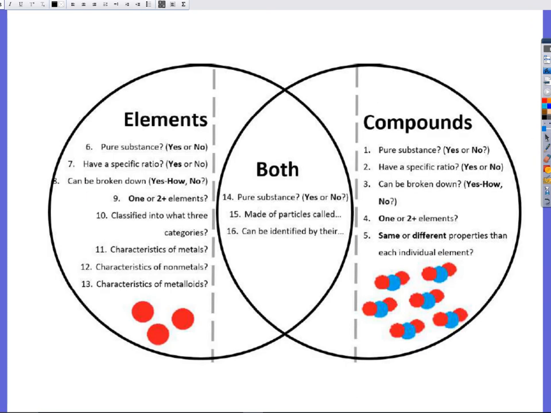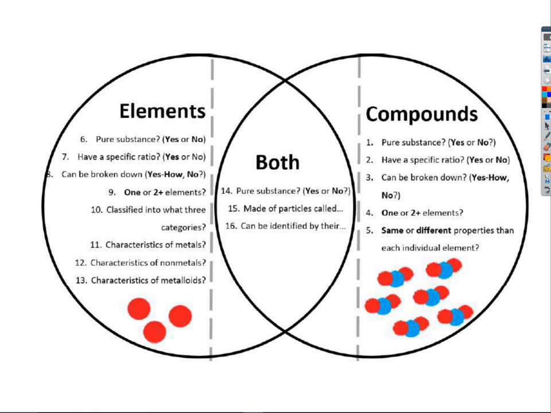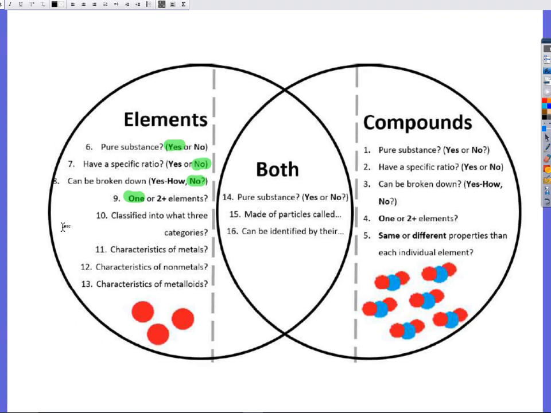In this one, I'm just going to highlight, this was a foldable from our note packet. So we had, are elements a pure substance? We would say yes. Do they have a ratio? No, because you can't compare. Can they be broken down? No, because they're the smallest unit of matter. They have one element, and what are they classified into? They have 3 categories, and those were listed on this other page. We have metals, nonmetals, and metalloids.